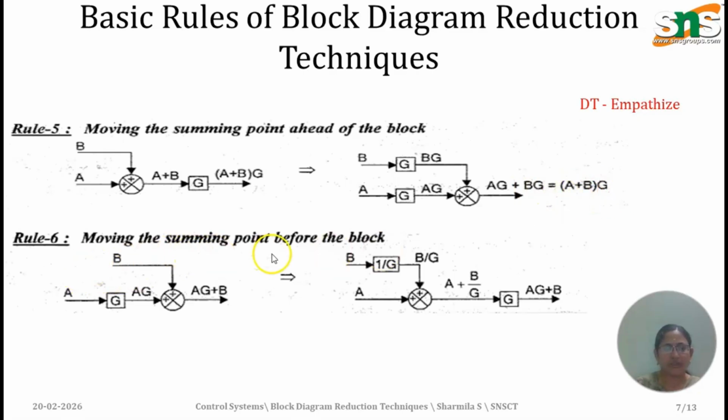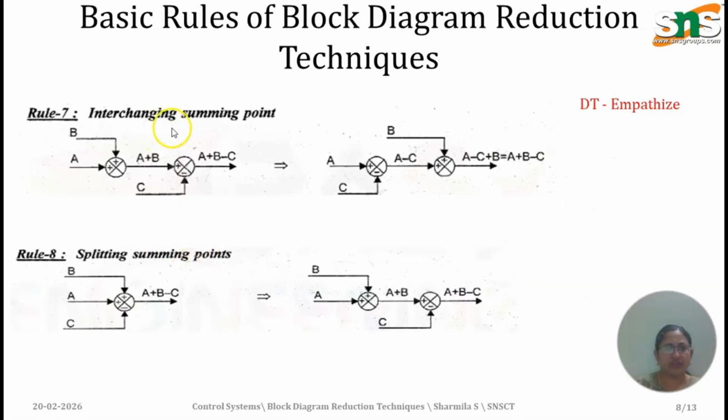Rule 6 is moving the summing point before the block. The gain block is available, the output is AG and the other input is B. We want to add them at the summing point: AG plus B. To move the summing point before the block, the other input is B only, so we multiply B by 1 by G and get B by G. So the input is A plus B by G, and after multiplying with the gain, we get AG plus B.